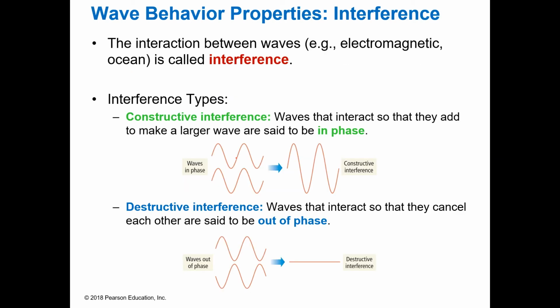Waves have a couple different properties that we're just going to look at briefly. And one of them is what we call interference. The interaction between waves is called interference. Okay, there's two types of interference. There's constructive interference, and that is when waves interact, so they make a larger wave, so they come together. They're kind of on the same pattern, they're in the same phase, so they can come together and make a bigger wave. Destructive interference is where they interact, so they cancel each other out. So they're known to be what they call out of phase.